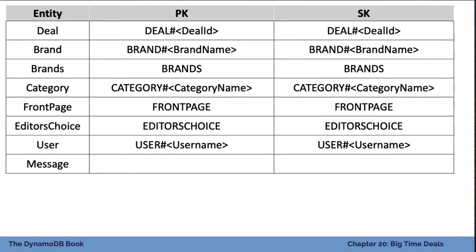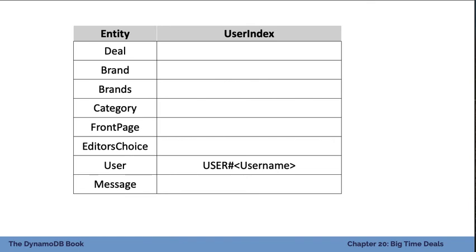So first of all, let's finish off this user item here. Let's go to our entity chart. For our base table, the PK is going to be USER#username. The SK is going to be USER#username as well. We also have this new user index, secondary index that we're doing. The user is going to have that USER#username in there. No other entity type is going to be in this index because we want to be narrowly focused on just our users in this secondary index.